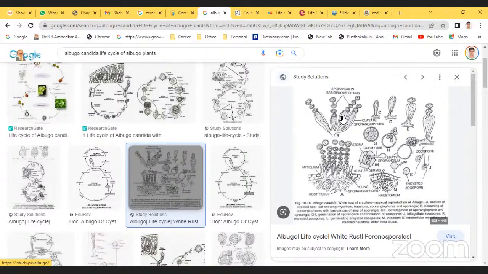The zoospores, after swimming for some time in the water present on the surface of the leaf, germinate by producing a germ tube, which enters the host through the stomata. Sometimes the sporangium germinates directly without producing the zoospores. This is regarding asexual reproduction.